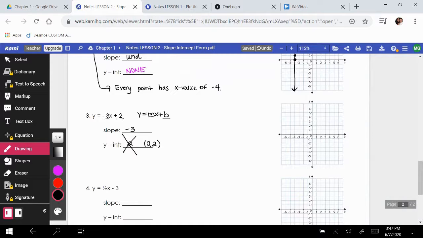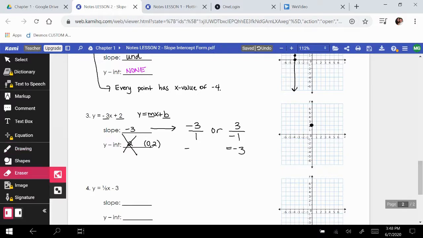So I'm going to plot the point we know first. So I'm going to plot (0, 2). And we have a slope of -3. So anytime we don't have a denominator, I can either write this as -3 over 1, or I can write this as 3 over -1. See how they both still reduce to -3?